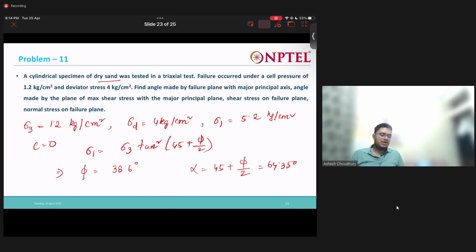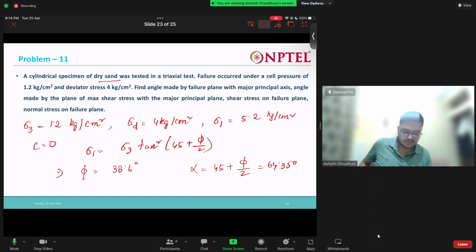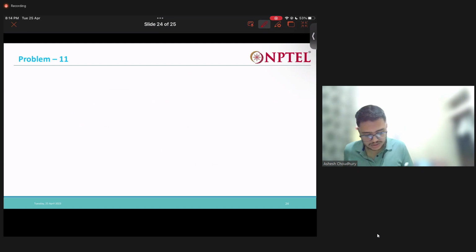Now the angle made by the plane of maximum shear stress with the major principal axis. So we don't have to do anything. Can you tell me what should be this answer? The angle made by the plane of maximum shear stress with the major principal plane. So if I can draw the Mohr circle once for you, see, this is not 90 degrees. So this is the Mohr circle. Where will be the maximum shear stress? Here. So this will be the angle.